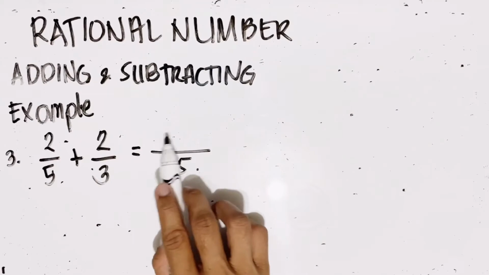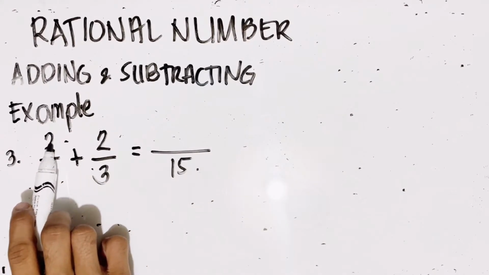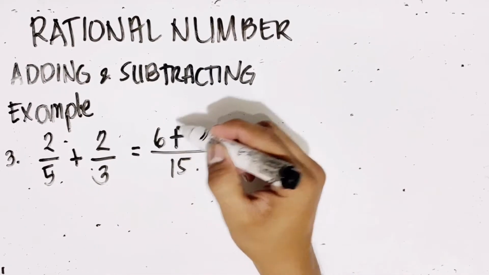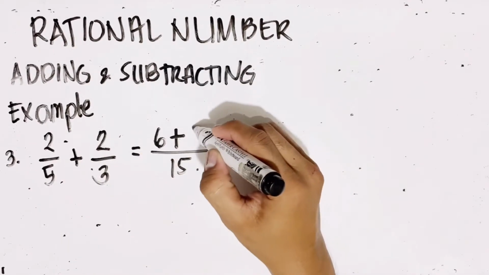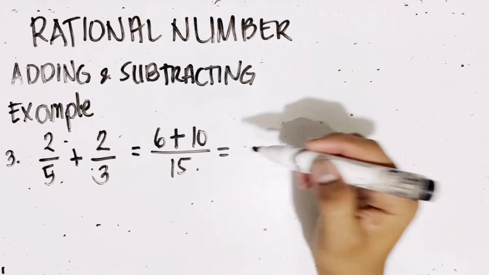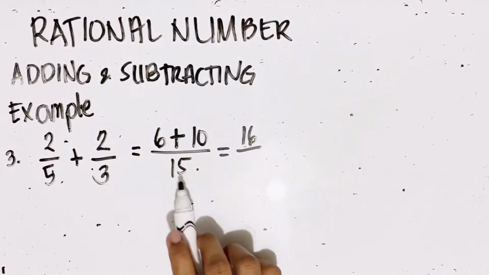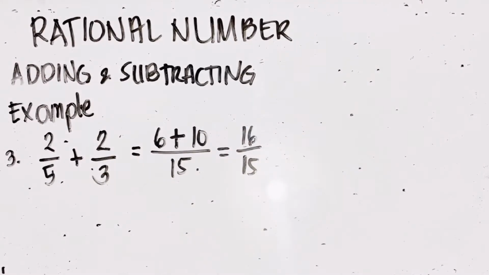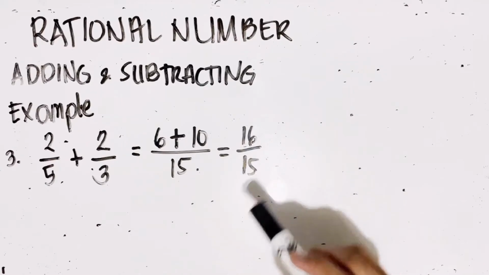Next, for the new numerators, cross multiply them. So 2 will be multiplied to 3, that's 6. Copy the operation. 2 times 5, that's equal to 10. 6 plus 10 is 16. And copy the denominator, 15. So the final answer is equal to 16 over 15.